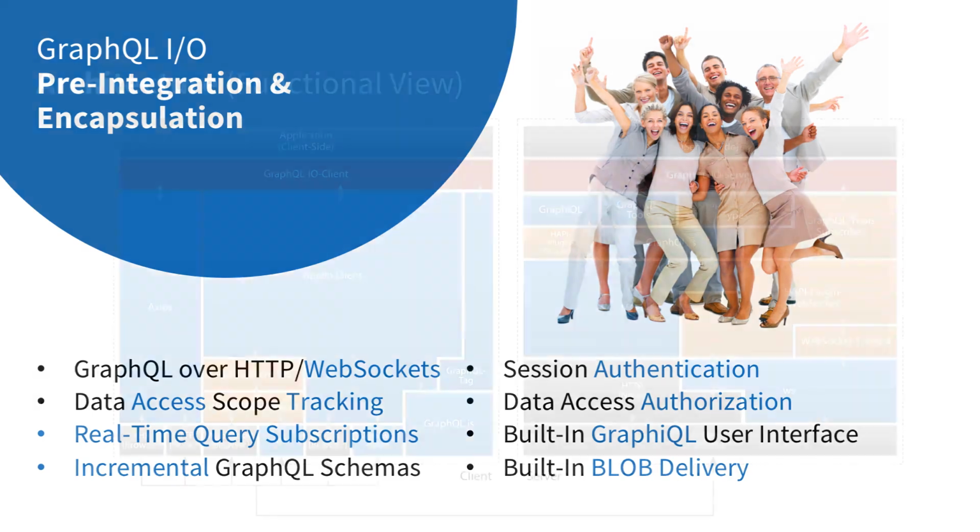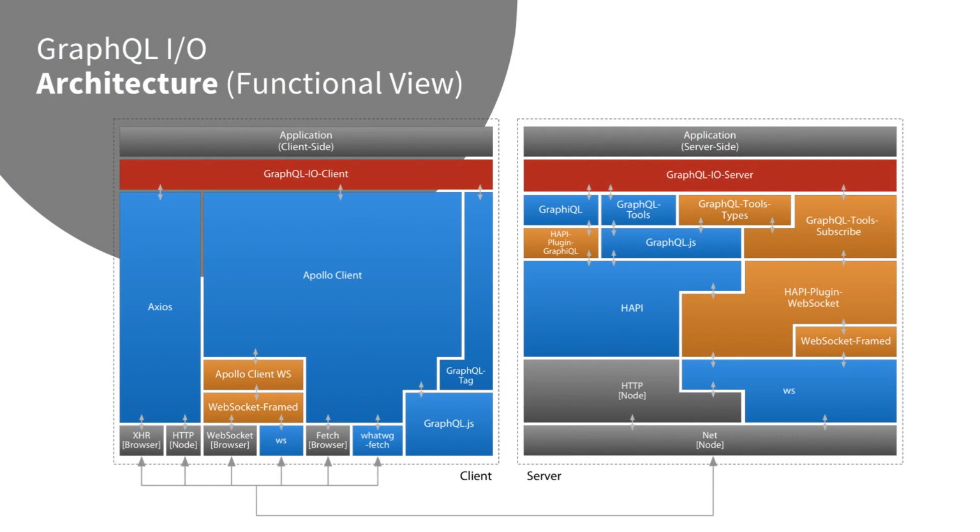All this stuff is provided by GraphQL-io on top of a REST service like HAPI and the GraphQL engine. From an architecture point of view, as a functional view shown here, you get two APIs: the GraphQL-io client API, shown in red on the top left, and then the GraphQL-io server API, shown in red on the top right. And below these two APIs, there's a lot of pre-integration of existing libraries and frameworks, as I said, because this is actually what GraphQL-io is. It's a pre-integration of a lot of solutions and provides a very simple, very lightweight API again.